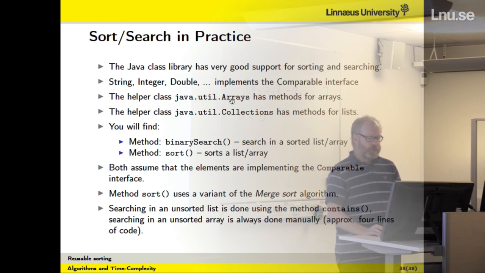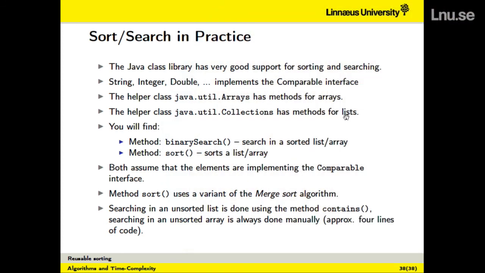The helper class java.util.Arrays has methods for sorting arrays. java.util.Collections has methods for sorting lists and also doing binary search in them. They are using a modified variant of merge sort, so it runs in n log n time. So it is very difficult for you to come up with something better, I should say. You should be in deep crisis if you try to beat the Java programmers when it comes to sorting.